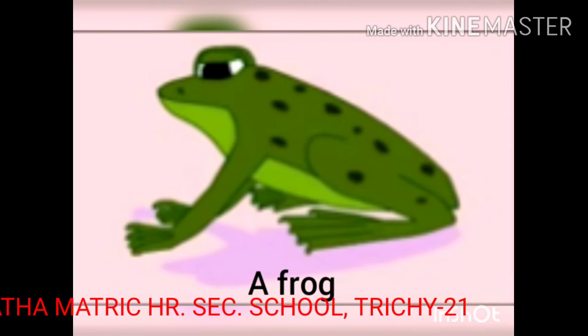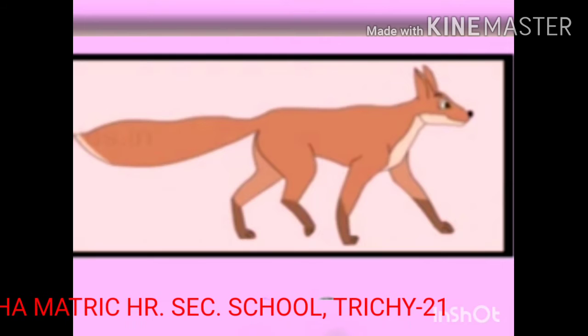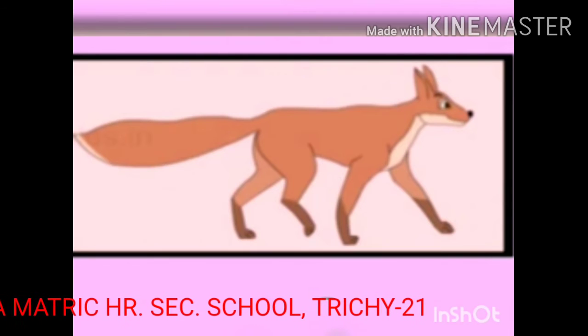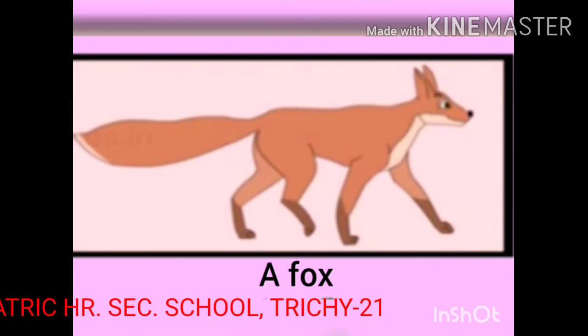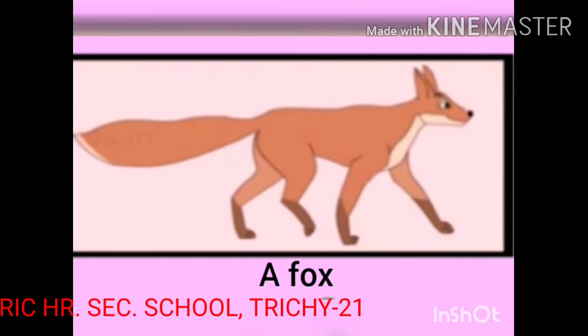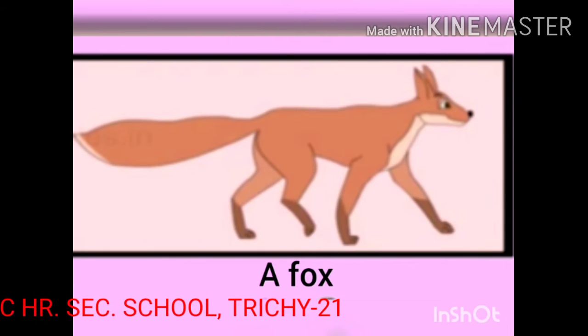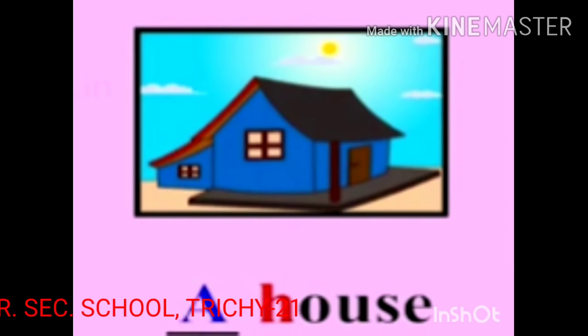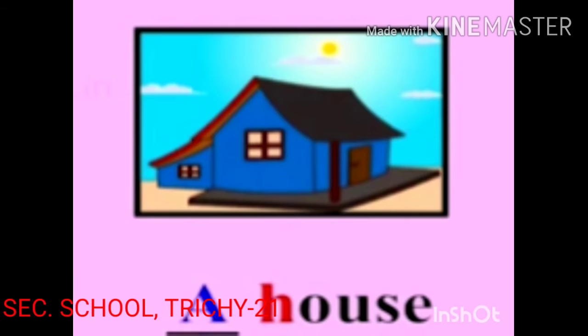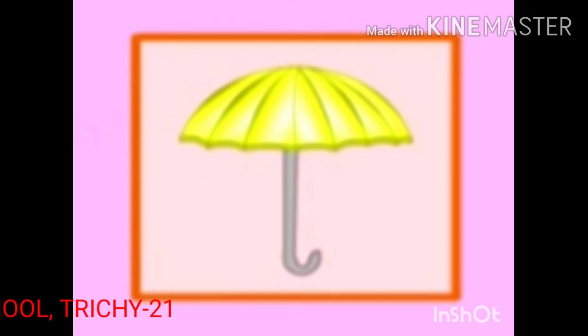Look at this. Fox. Fox starts with F, which is a consonant, so we have to use a fox. House. Here H is a consonant, so we have to use a. So a house. Next we look into the example of an.